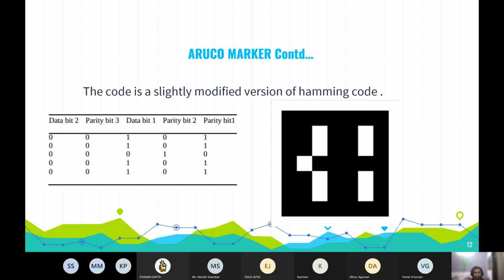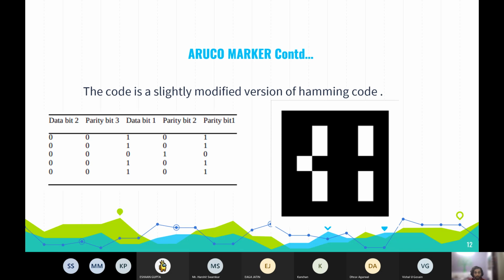So if this is a 5 cross 5 Aruko marker, in this, black represents 0 and white represents 1. So 0 1 0 0 1. So if we check the parity bits here using Hamming code.